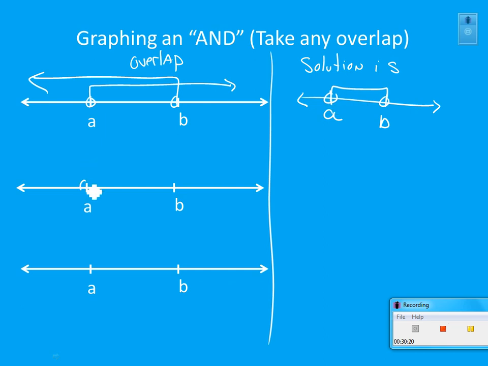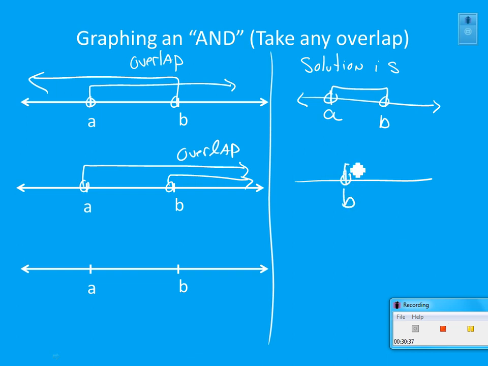You could have the graphs going the same direction. And it doesn't matter, guys, if it's going to the right or to the left. You just look for the word overlap. These things start overlapping at B. So this solution would be from B on. If they went to the left, they would start overlapping at A. So that would be your solution.